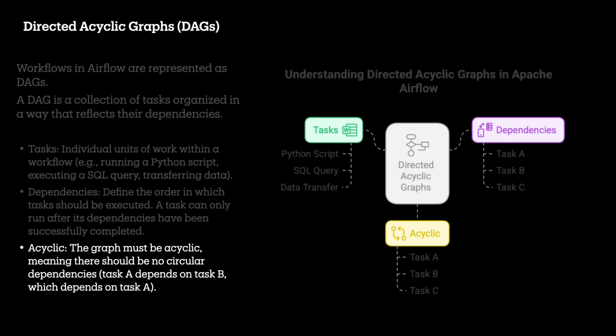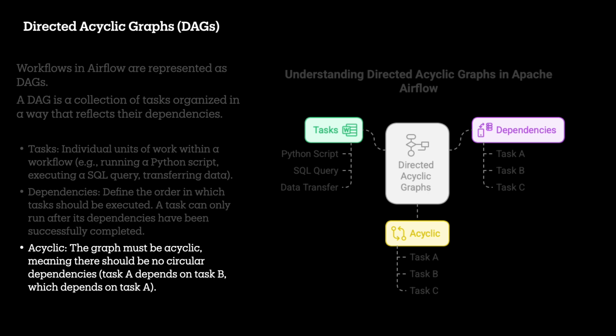Let's understand the DAG in Apache Airflow. So the task is nothing but a Python script executing SQL query or data transfer within the Python code. And then dependencies, we have three tasks, task A, task B, task C. There will be interdependency in these particular tasks and acyclic. They are always acyclic.